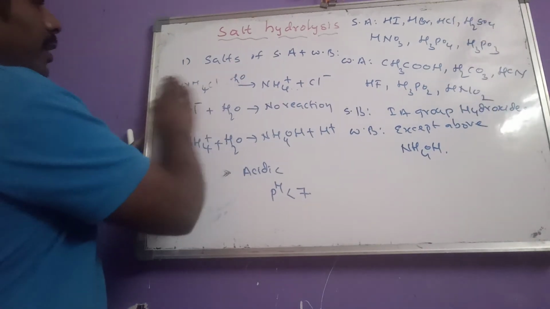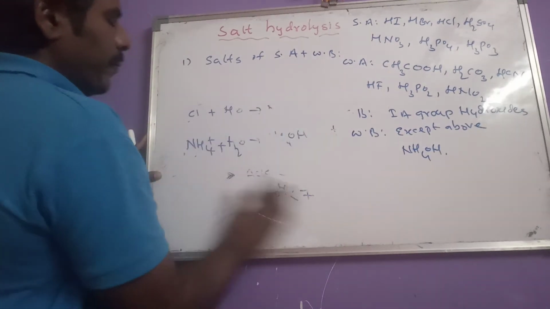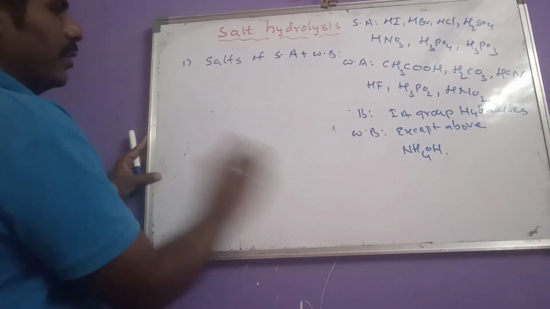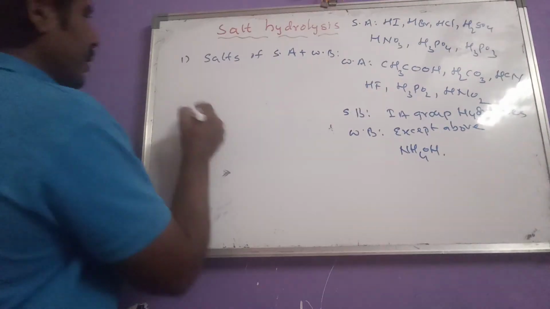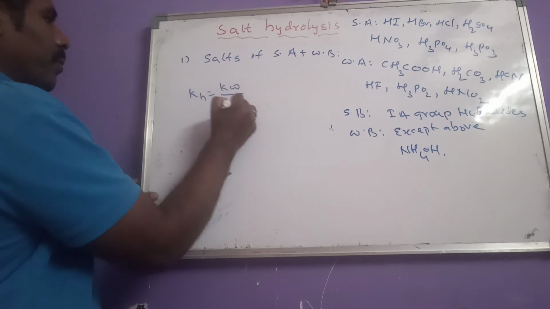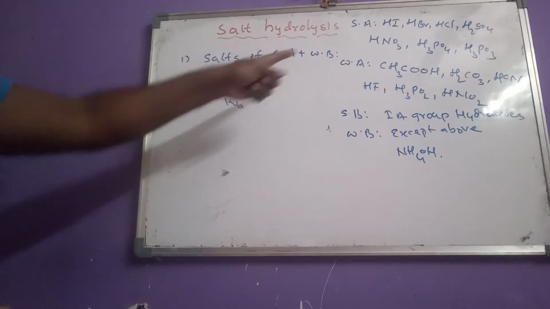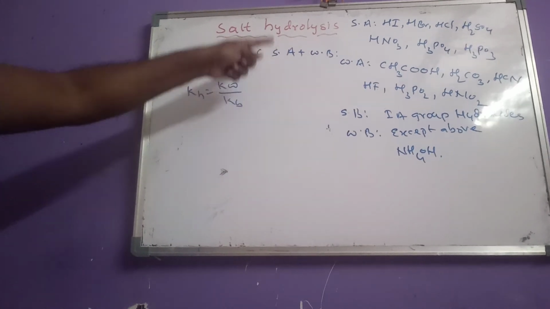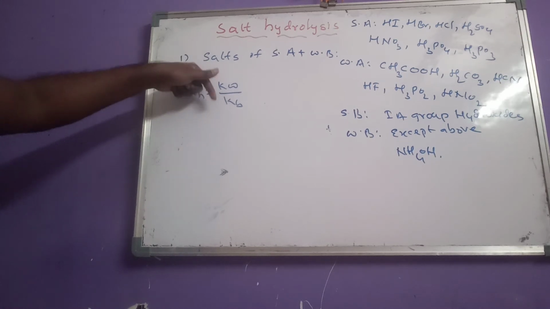And what is the formula to calculate which one? That hydrolysis constant Kh. So see the formula here. Kh equals Kw by Kb. Easy to remember. Which is weak in between them, the dissociation constant should be present in the denominator.